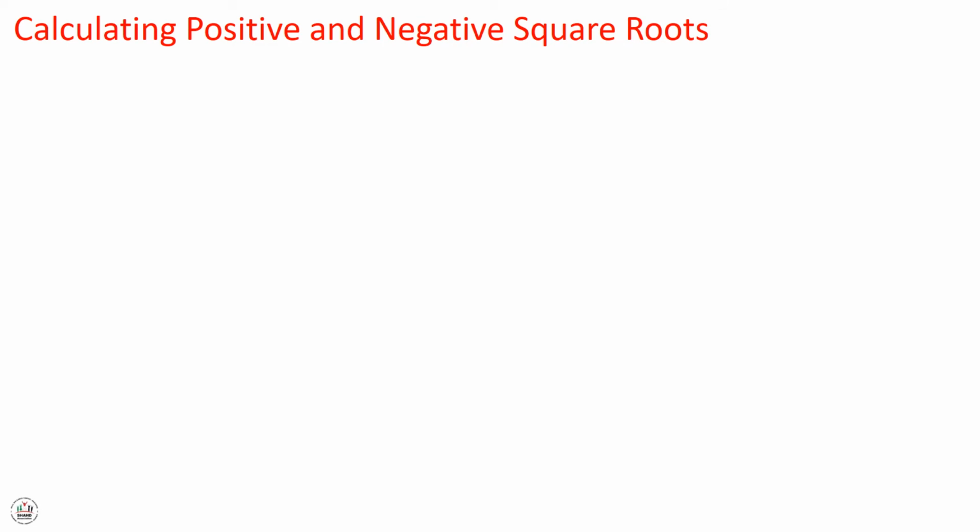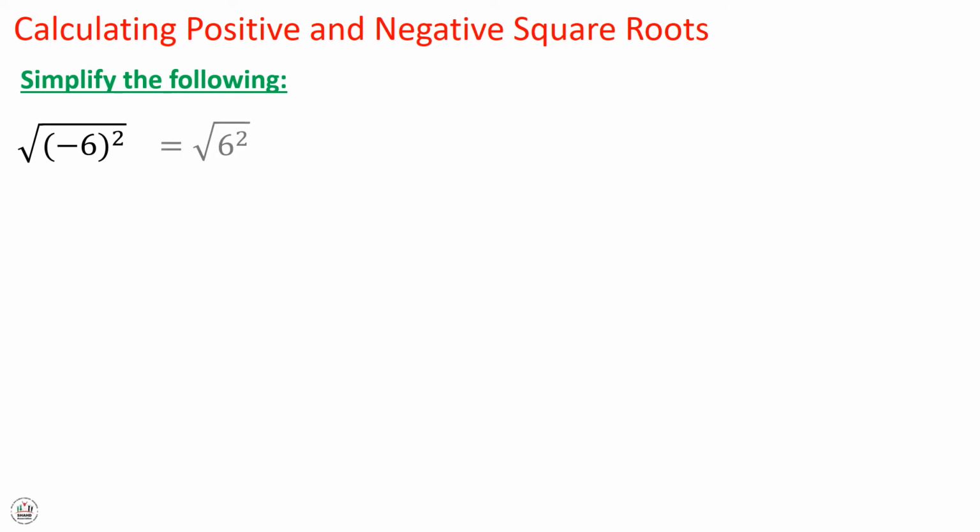Calculating positive and negative square roots. Let's simplify the following radical: √((−6)²). First, you should keep in mind that the even power always changes the minus sign into positive. So it becomes √(6²), which is equal to 6.